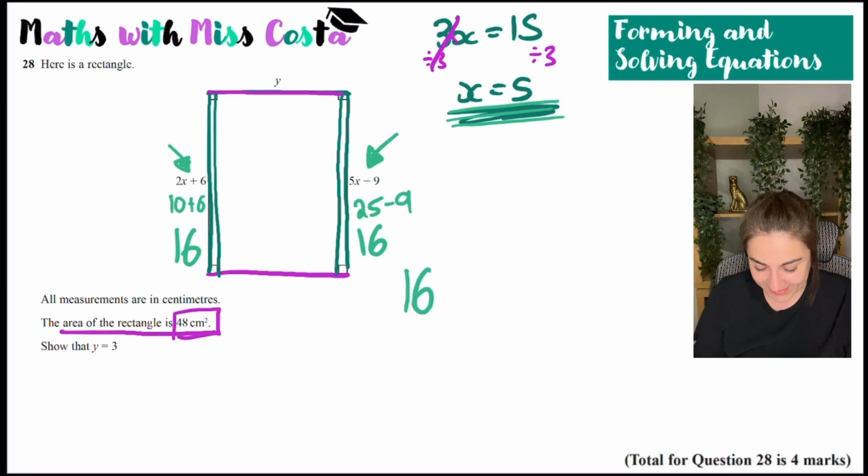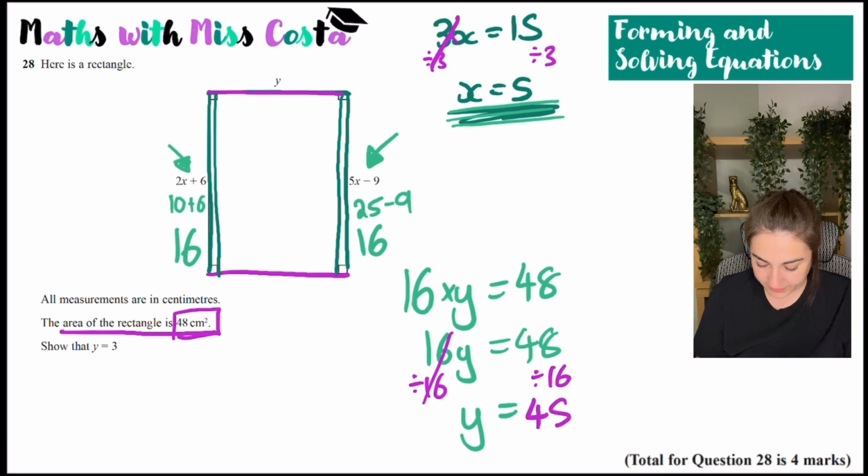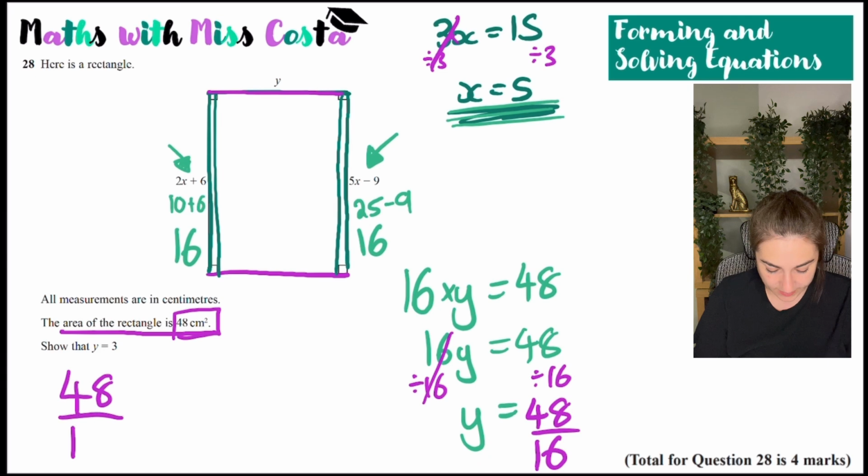So that means that 16 times by y is 48. So 16y is 48. So to figure out what y is, I'm going to need to divide by 16. Divide both sides by 16. So y is 48 over 16. So I've got a fraction here. To show this division, I can just simplify the fraction.